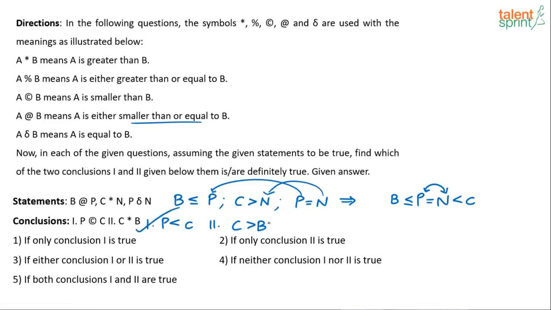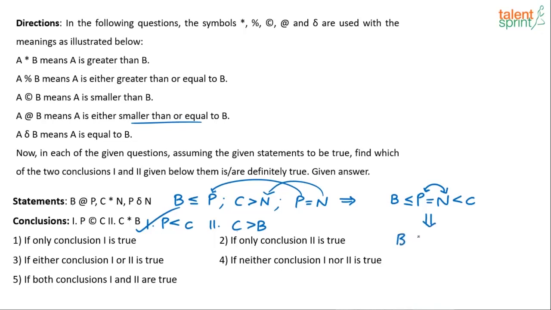Conclusion 2, C greater than B. Is C greater than B? Well, if you read from right to left, C is greater than N. N is equal to P. P is greater than or equal to B. So we can conclude that C is greater than B. This is rule number 2 of coded inequalities. When you compare two distinct variables, whatever is common throughout the equation there can be taken as a relationship, right?